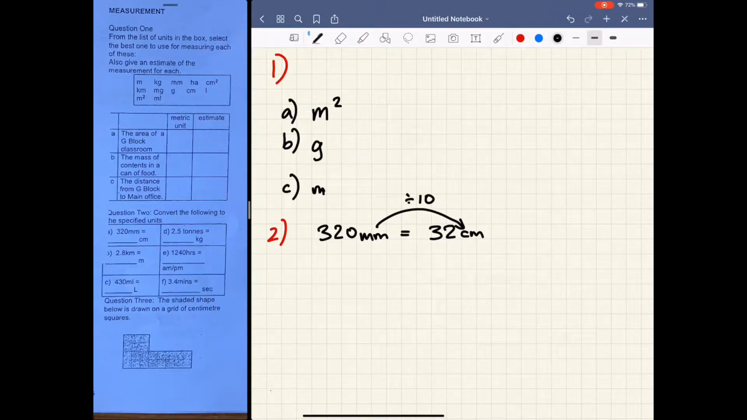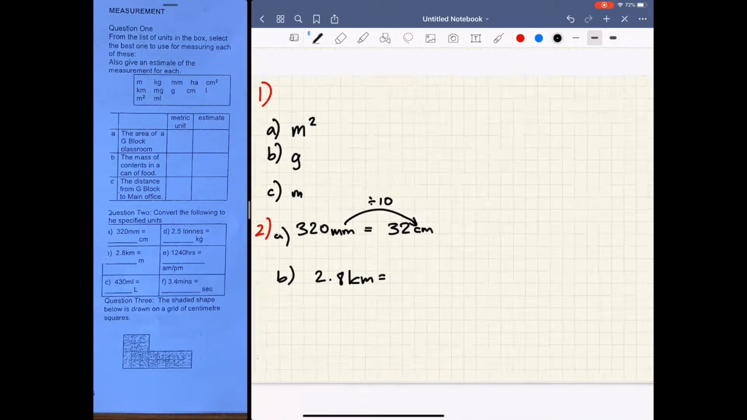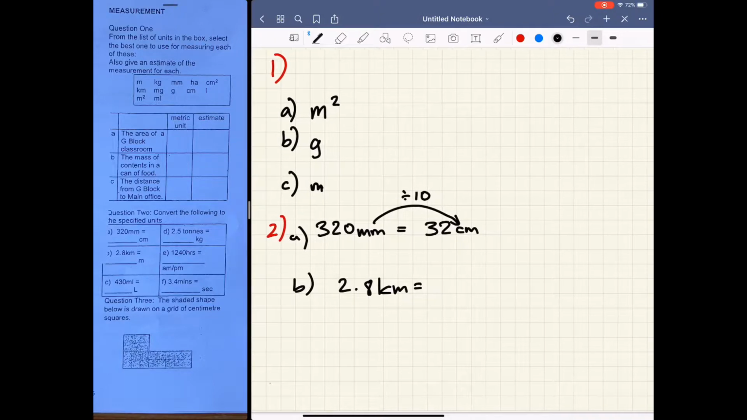Okay, that's A, B. 2.8 kilometers into meters is 1,000. So you multiply it by 1,000. So it would be 2,800, right? 2,800 meters.